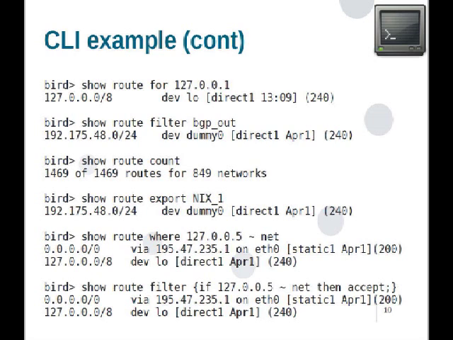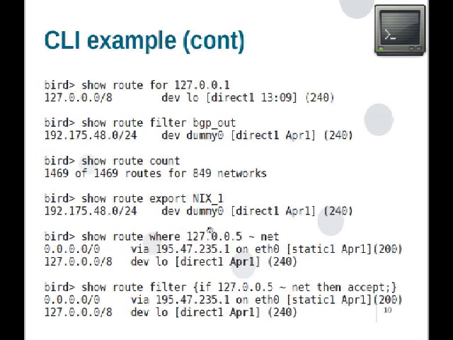IP number. You can also look at the routing table and apply some filter. That's very handy, especially if you look for some specific information very often. So you can, in configuration, predefine your own filter, and then you can use that filter for looking into the routing table. Another thing is you can look at the routes that are exported to some protocol.